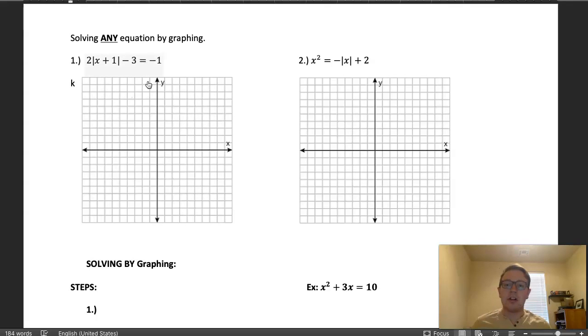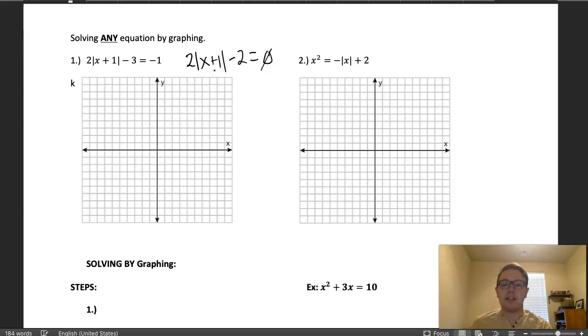What were we doing before? We were setting one side equal to 0. So let's do that here. We get 2 absolute value of x plus 1 minus 2, because we'll add the 1 over, is equal to 0. And from here we can graph this absolute value equation.